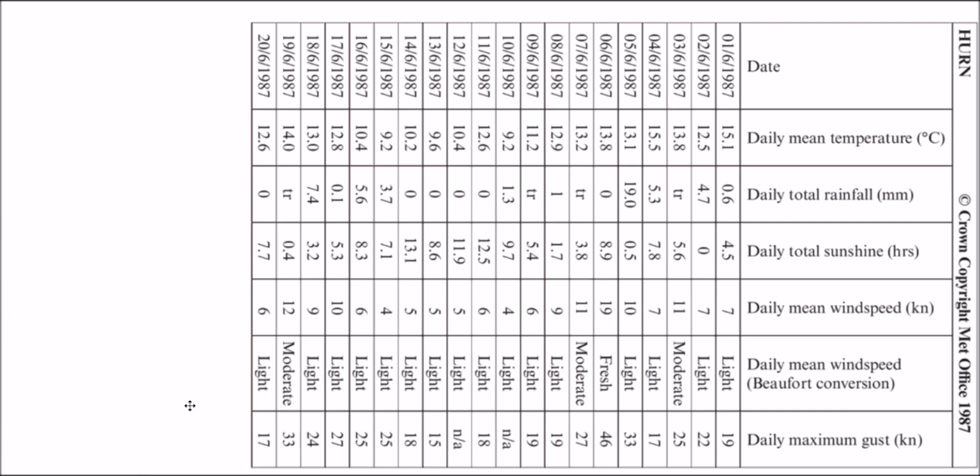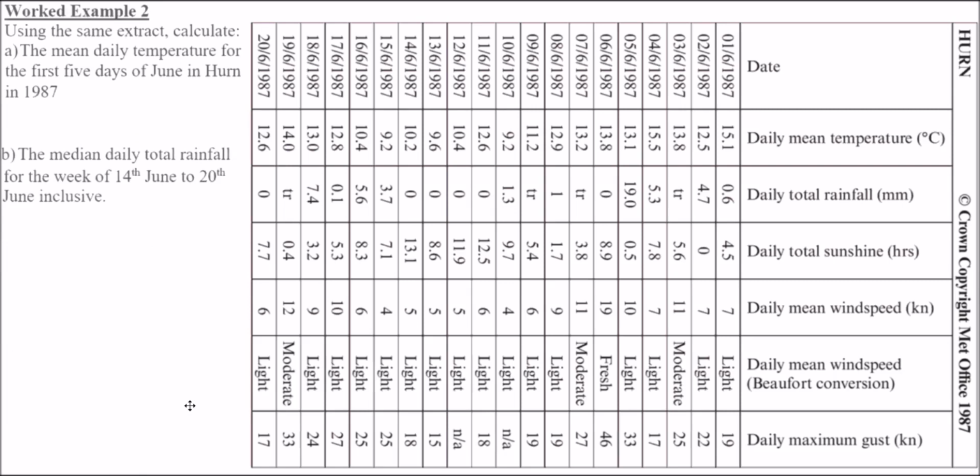Let's use the same excerpt, the same section of the large data set for a second worked example now. So worked example 2, let's calculate the mean daily temperature for the first 5 days of June in Herne in 1987. So the first 5 days are the 1st, 2nd, 3rd, 4th and the 5th. So they're going to be these ones here. So these are the first 5 daily mean temperatures for the first 5 days in Herne, in 1987 anyway.